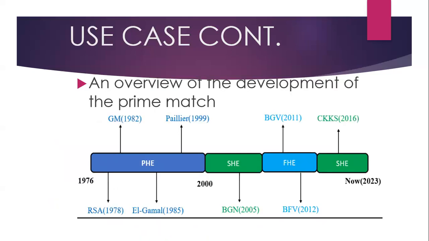So this is an overview of the development of prime match, from when it started to where it stands now. In 1970 we have RSA and in 1982 we have GM. Those are combined with the PHEs. Then Gamal in 1985 and Pioneer in 1999. In 2010 it converted to the SHE, with the San Vision in 2005, and then it comes to FHE.